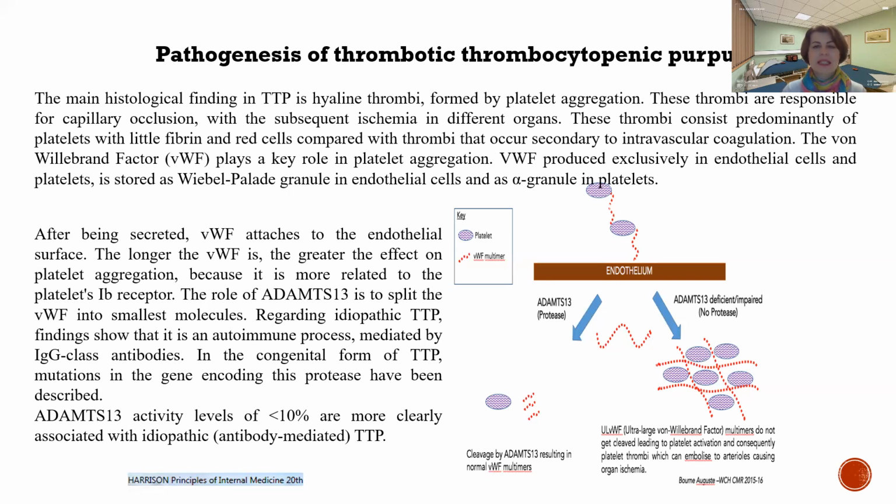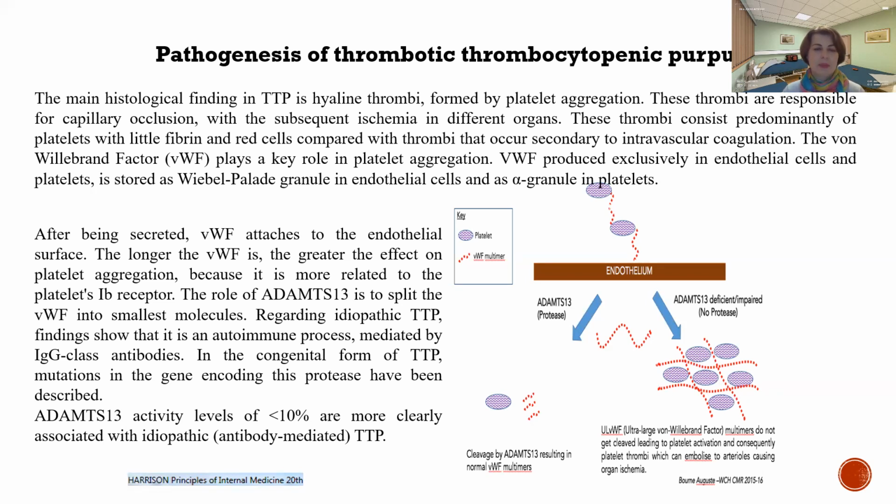This factor is produced exclusively in endothelial cells and platelets, and is stored as Weibel-Palade granules in the endothelial cells and as alpha granules in platelets. After being secreted, the factor attaches to the endothelial surface. The longer this factor is, the greater the effect of platelet aggregation, because it binds more to the platelet's 1b receptor. The role of the ADAMTS13 factor is to split the von Willebrand factor into the smallest molecules.